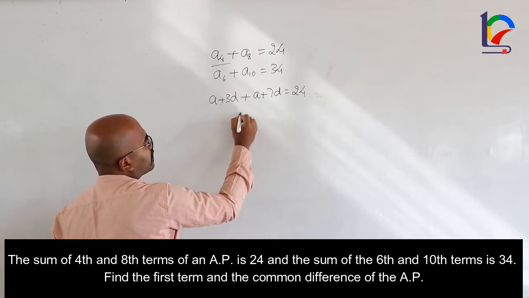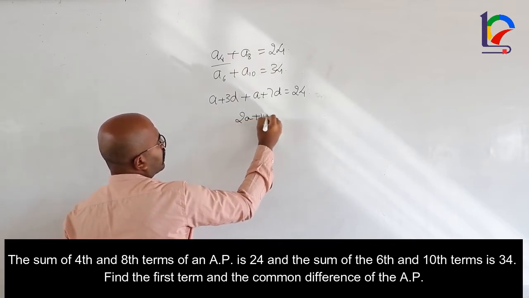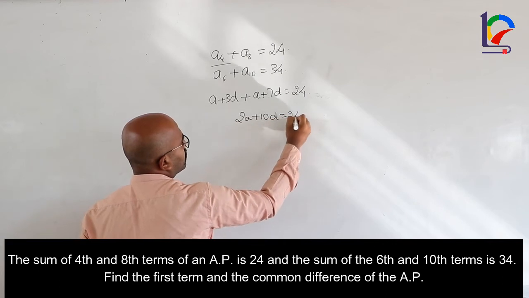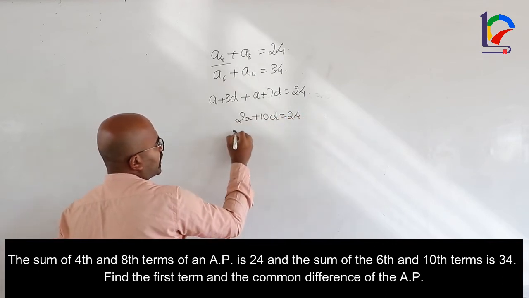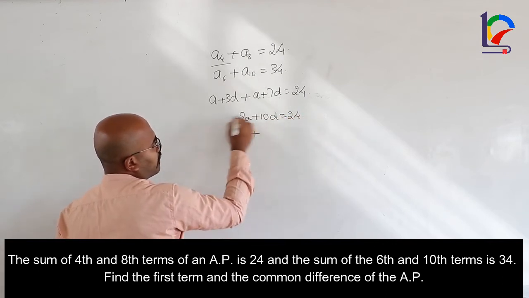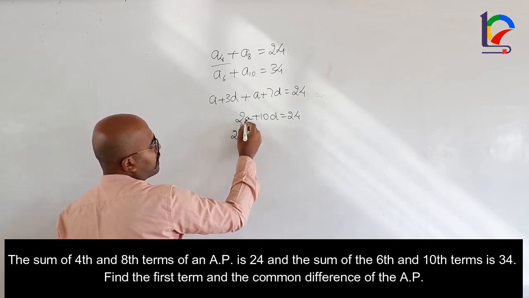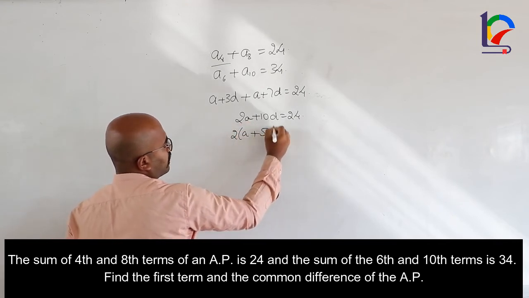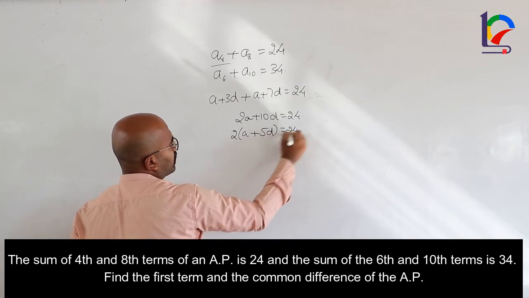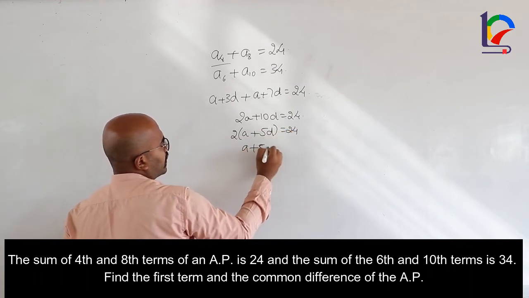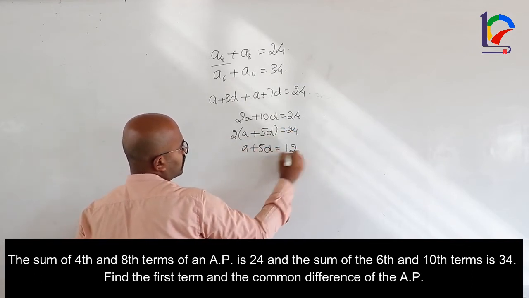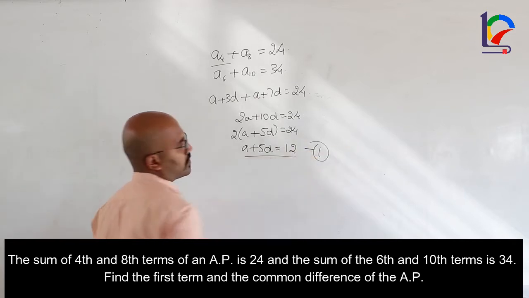Solving this we get 2a plus 10d is equal to 24. So I take 2 common. If I take 2 common, I will be left with a plus 5d is equal to 24 by 2, so a plus 5d is equal to 12. So this is the first equation.